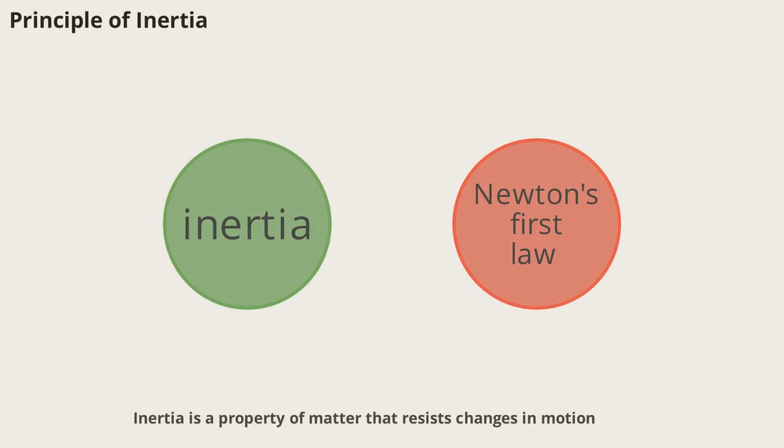Inertia is a property of matter that resists changes in motion. According to Newton's first law, an object at rest stays at rest, and an object in motion stays in motion unless acted upon by an external force. This explains why you feel a jolt when a car suddenly stops or starts. Inertia depends on mass. The greater the mass, the greater the inertia. This principle is fundamental in understanding why objects behave the way they do when forces are applied.